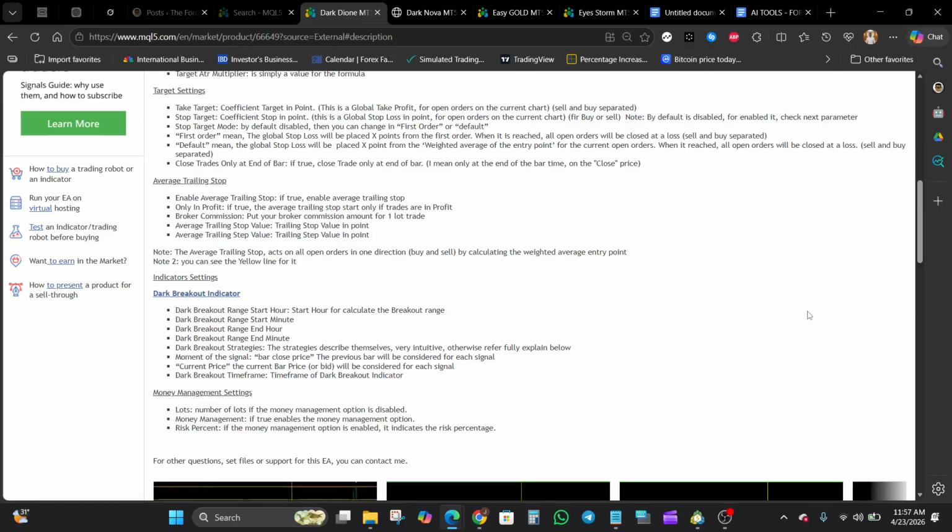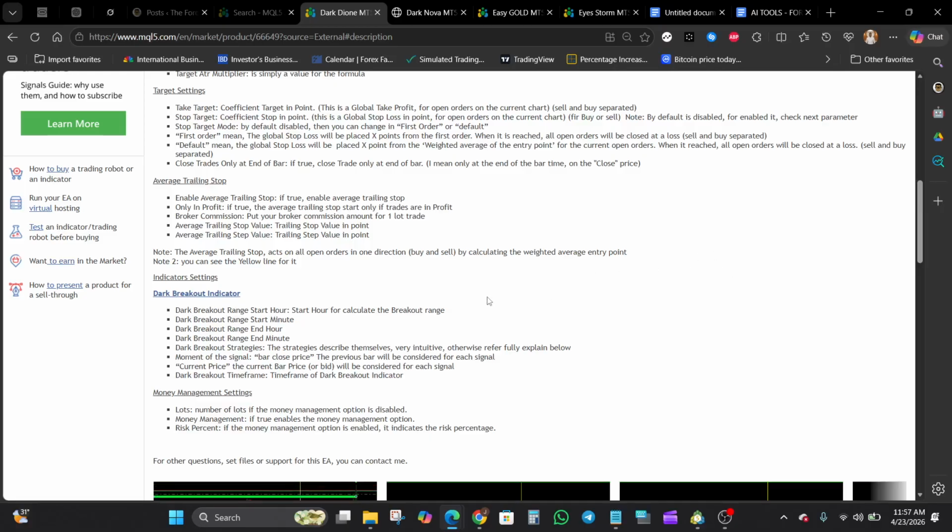You also have an average trailing stop that moves based on the combined position. This allows the EA to lock in profits across multiple trades rather than relying on individual exits. The advantage here is smoother trade management, but the limitation is that if trades are poorly timed, the entire basket can be affected. Another important aspect is timing control.